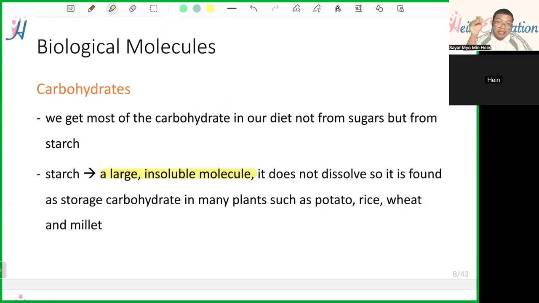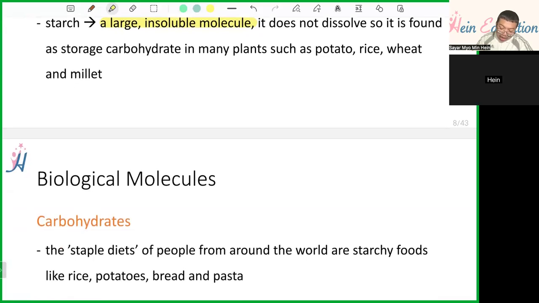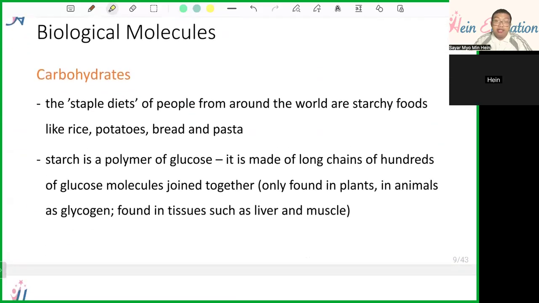As we can see, starch is a large insoluble molecule, which makes it an ideal storage carbohydrate in plants, and we can consume it as our food source, or energy source in our body. It is mainly in the staple diets of people around the world, starchy food like rice, potato, bread, and pasta. Starch is a polymer of glucose, meaning it is made up of a long chain of hundreds of glucose molecules joined together.